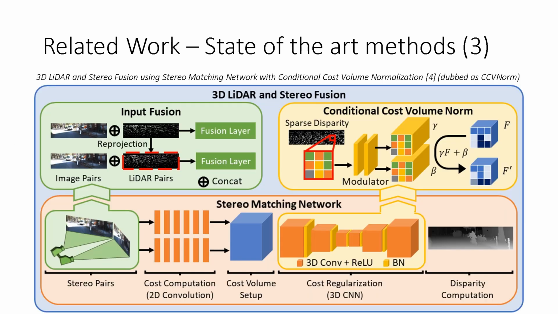CCVNorm is a custom network architecture that fuses the previous two ideas. Firstly, color images are fused together with depth hints using concatenation. Then, in the cost regularization stage, depth hints are injected using a modulator layer.